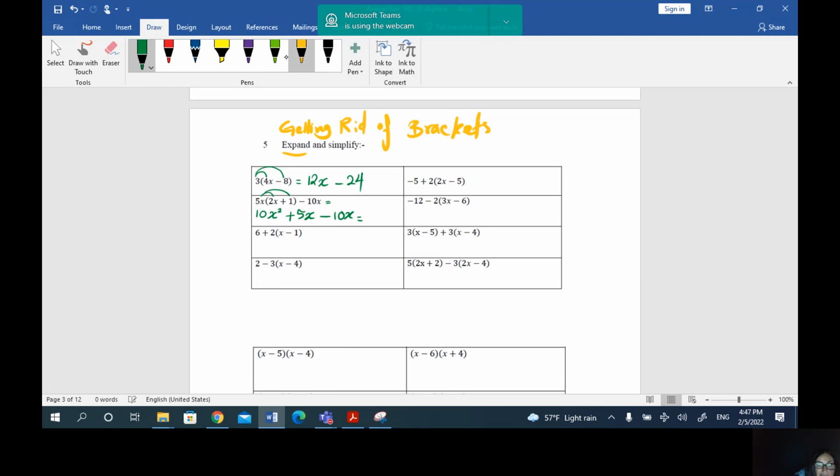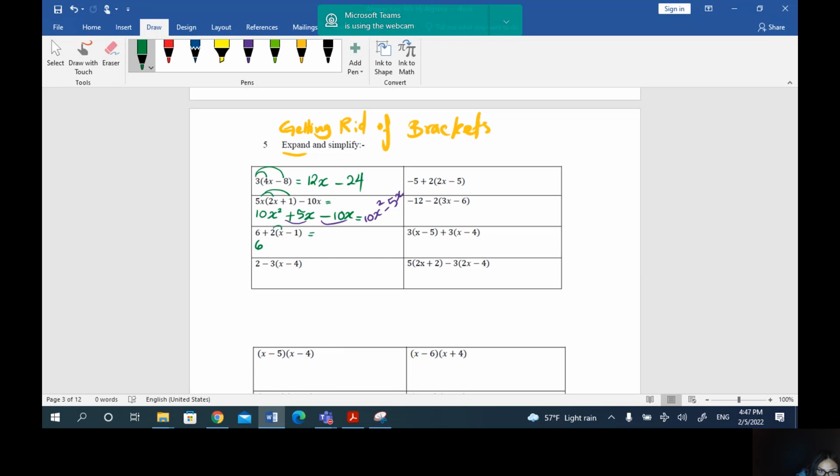Now we need to collect like terms. So 10x squared will stay as is. Hold on, please. Okay. There is no like term to 10x squared, so it will stay as is. Then plus 5x and minus 10x are like terms, so 5 minus 10 is minus 5x. Now, the 6 here is on its own, so we will bring it down as is.